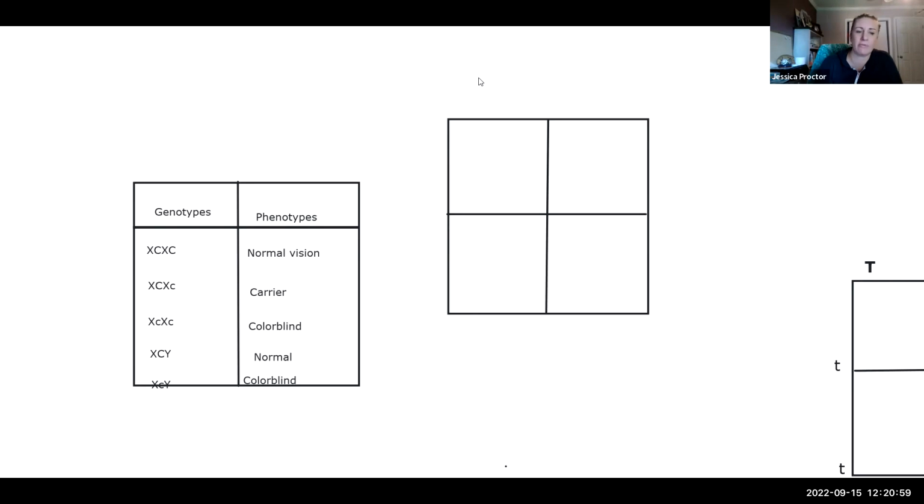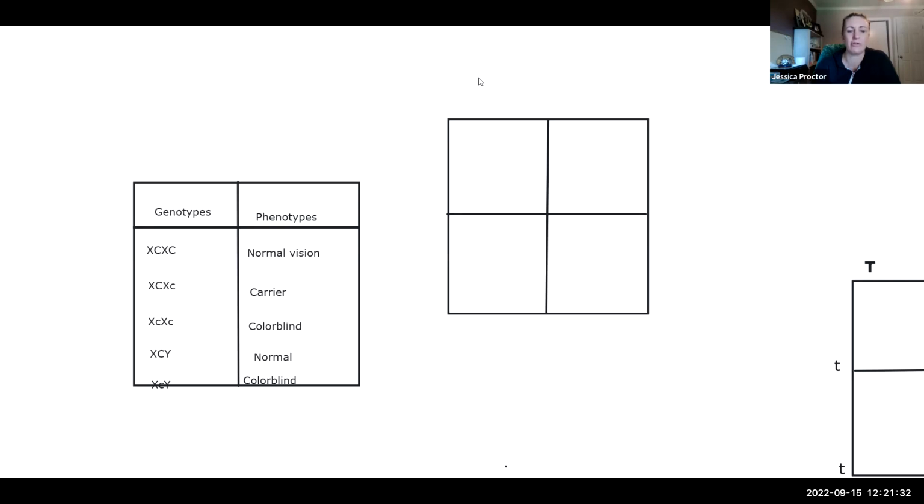So for females, they have 3 possibilities. If they have a big dominant C on both of their X chromosomes, they have completely normal vision. If they have a dominant gene on 1 X chromosome and a recessive on the other, then they themselves have normal vision, but they are carriers, which means that their sons and their grandsons may have color blindness. And I'll show you how here in a moment. The only way a female is colorblind, she would need a lowercase recessive c on both of her X chromosomes. That would be a colorblind female.